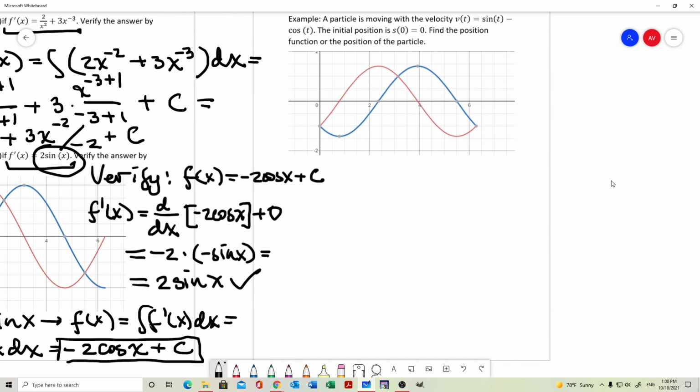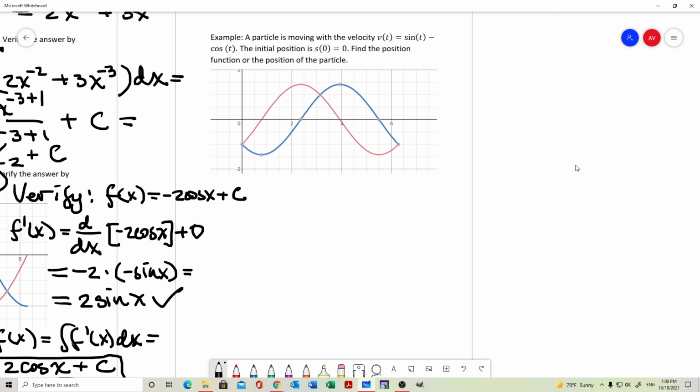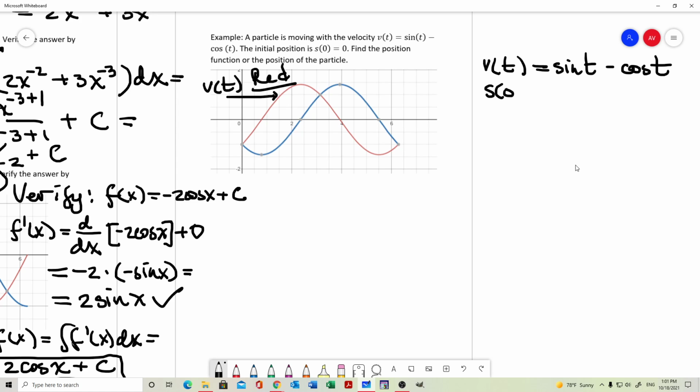I would like to show one more example of how to find an antiderivative. Suppose a particle is moving with the velocity, let me rewrite one more time, v of t equals sine t minus cosine t. V of t, red curve. Given the initial position s of 0 equals 0, we need to find the position of the particle.